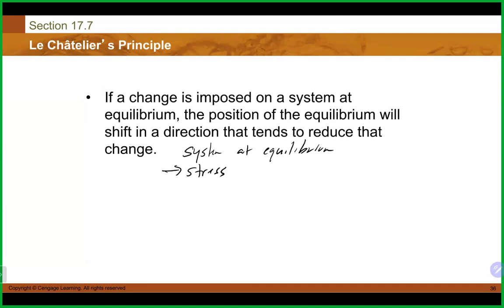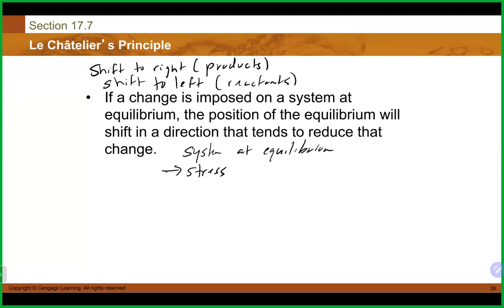And there's really sort of three ways it can happen. It can shift to the right, and basically what that means is you would need to make more products to get itself back to equilibrium. It could shift to the left, which means you would make more reactants to get back to equilibrium. And there are certain situations where even though you did something to it, it really will not cause any change to occur, sometimes referred to as a no change situation.